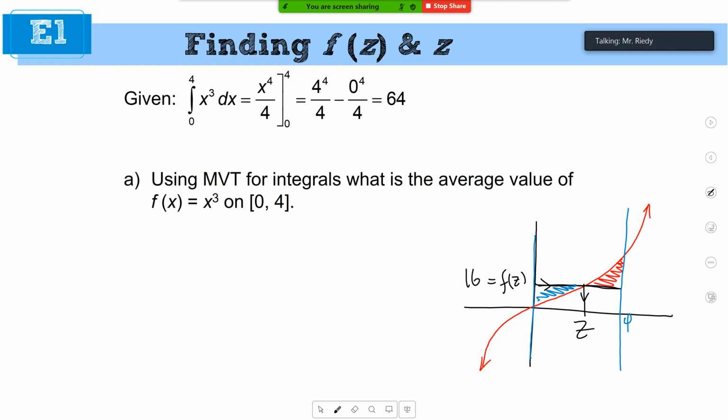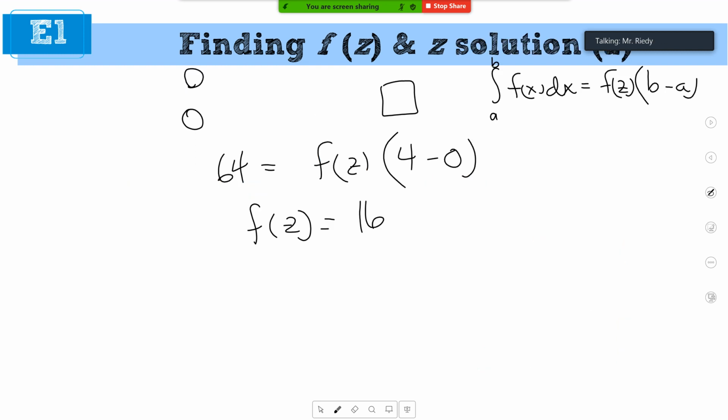All right. Now, here's the big question. How do I find z? If I know the y value, how do I find the x value? Plug the y value into the equation, solve for x. Couldn't have said it better myself. Our function is y equals x cubed. Plug 16 in for y and solve for x.